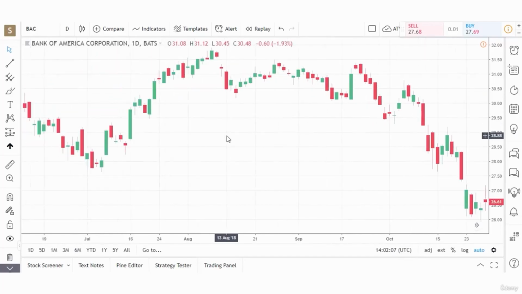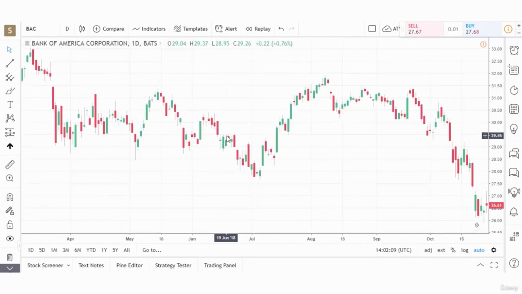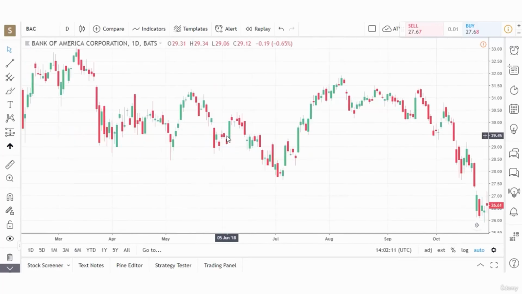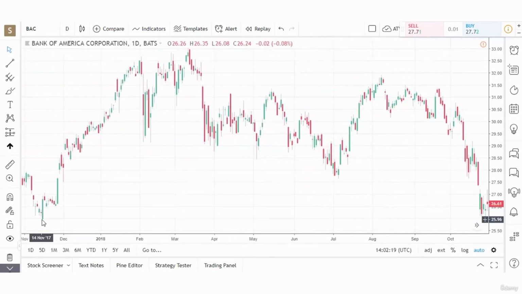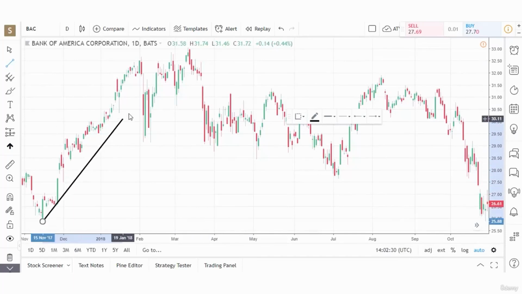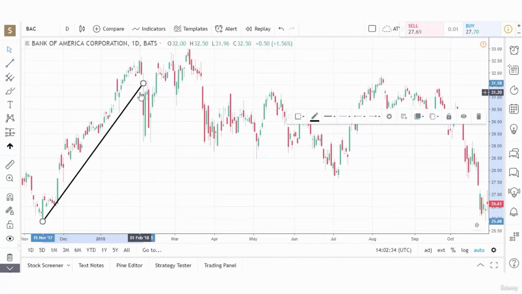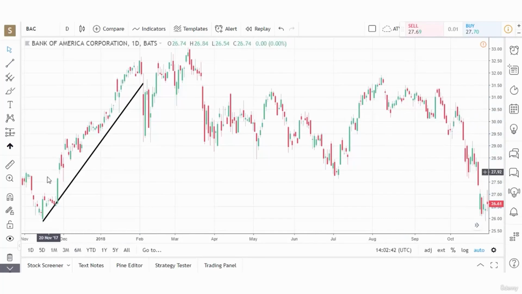Now let's take a look, again using Bank of America. I'm going to zoom in and we'll look at some trends in the stock. At the beginning of this chart now, in November of 2017, we have an uptrend in the stock. I'm going to draw a trend line here. So we have the stock moving up in an uptrend. Then the stock moves in a consolidation pattern.